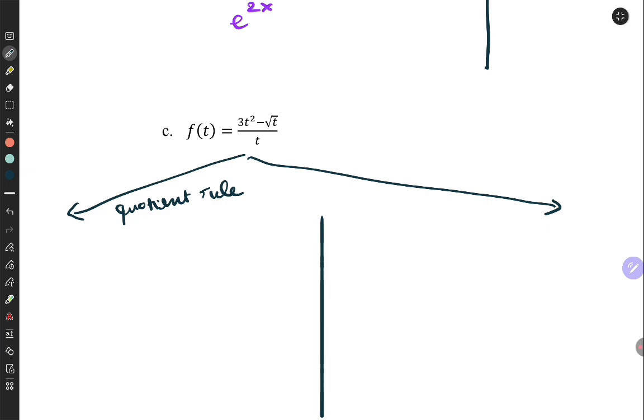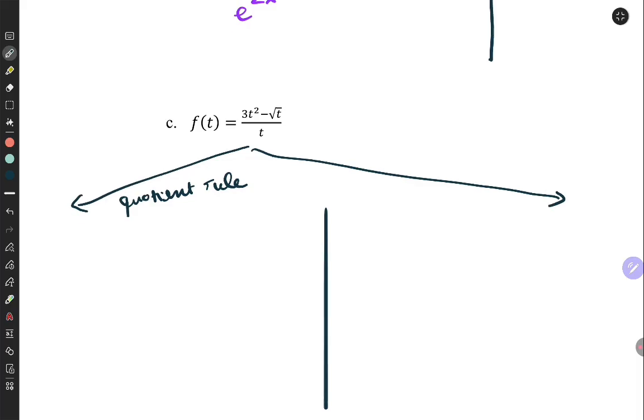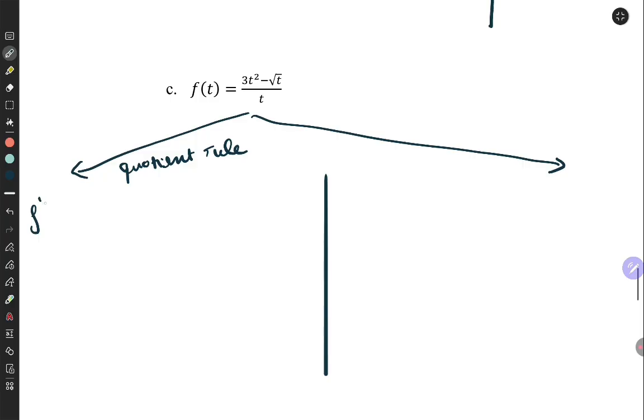Put the t-square on the bottom right away, right? F prime of t square, right? That's what you're going to start with, the quotient t square. Then you keep moving forward.